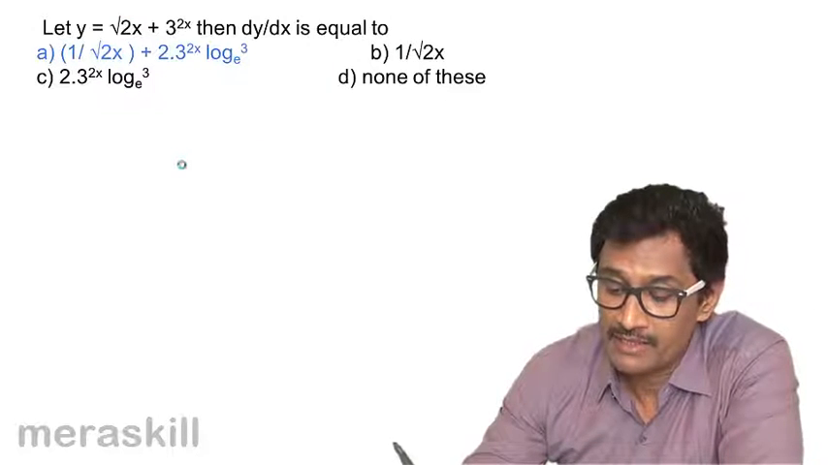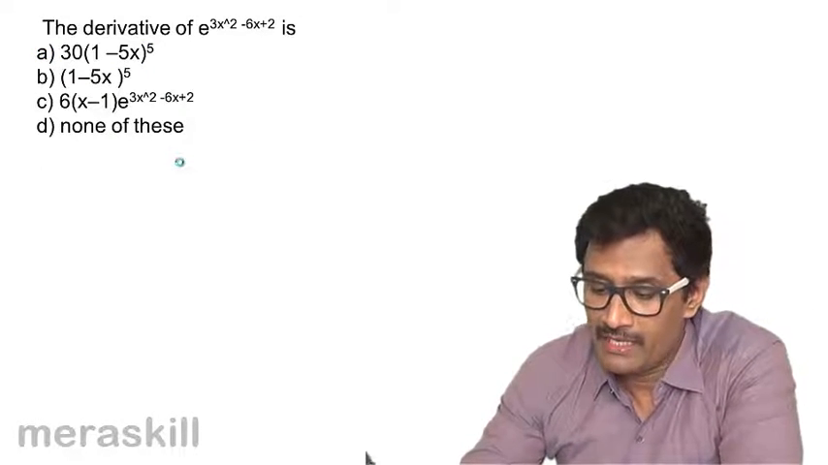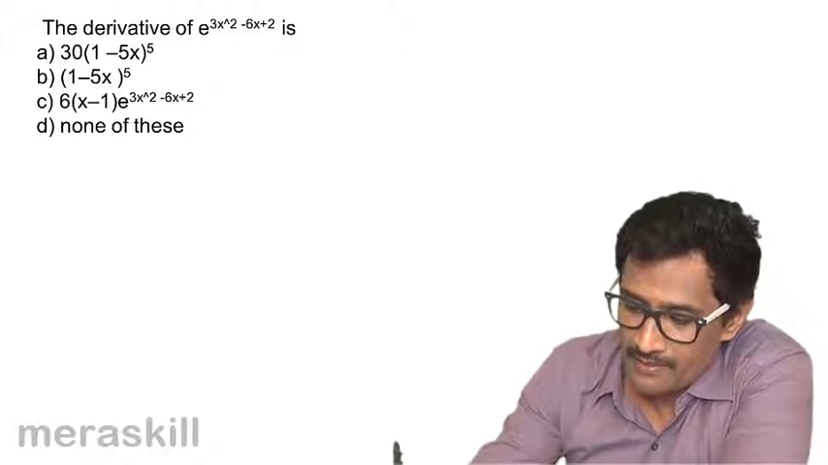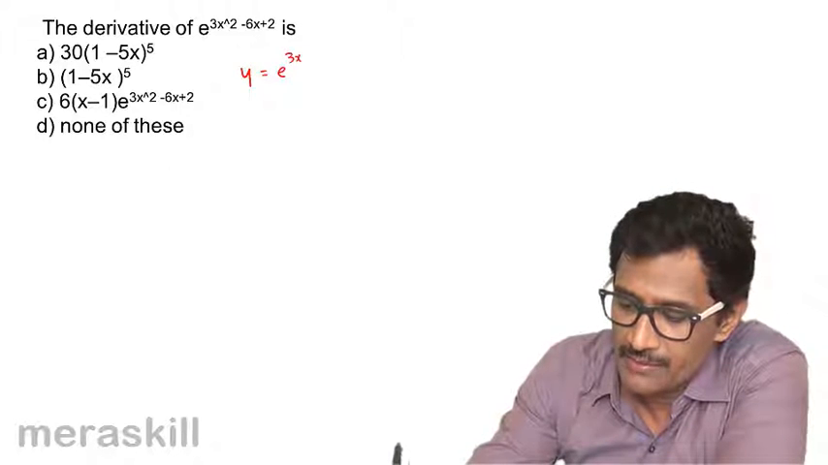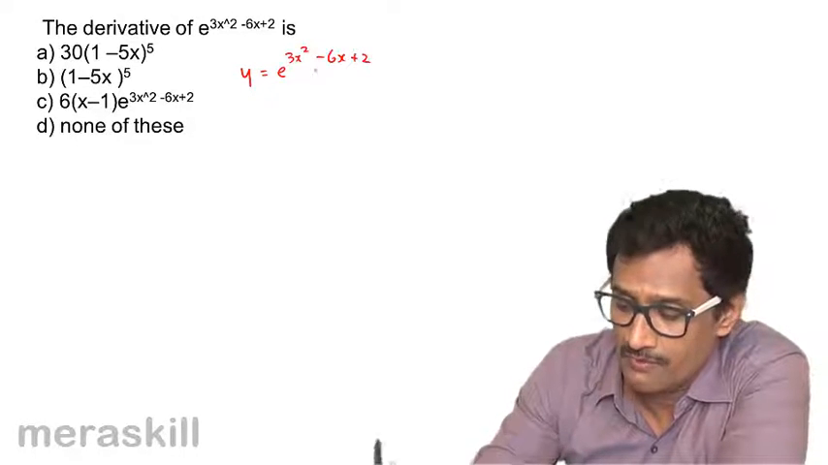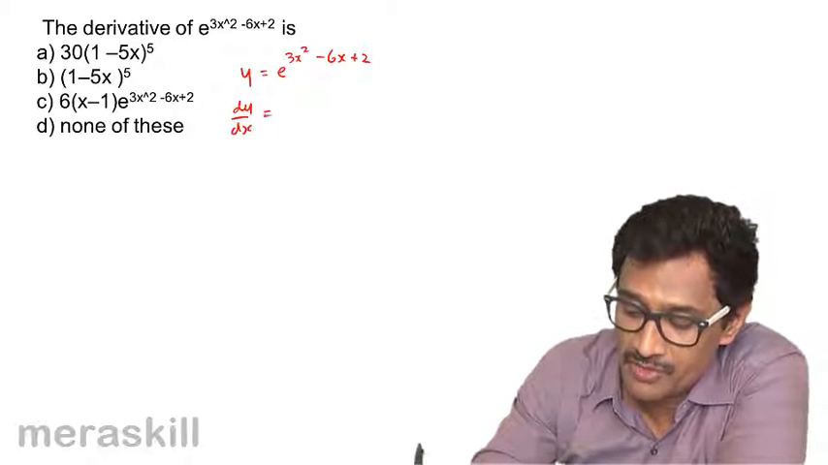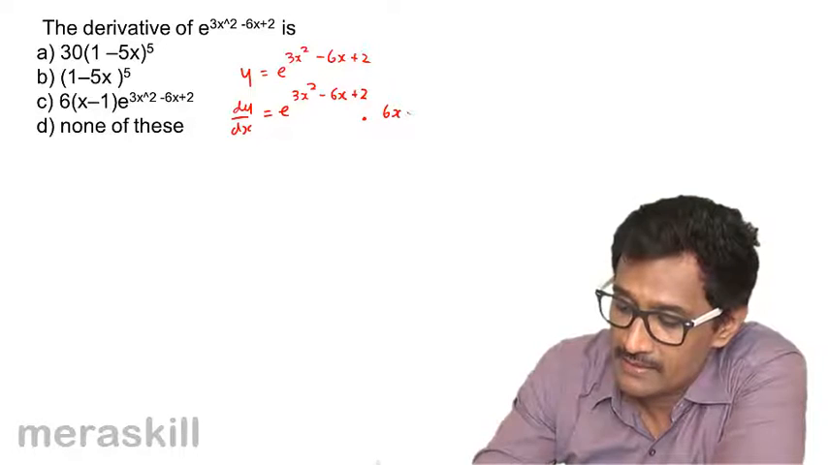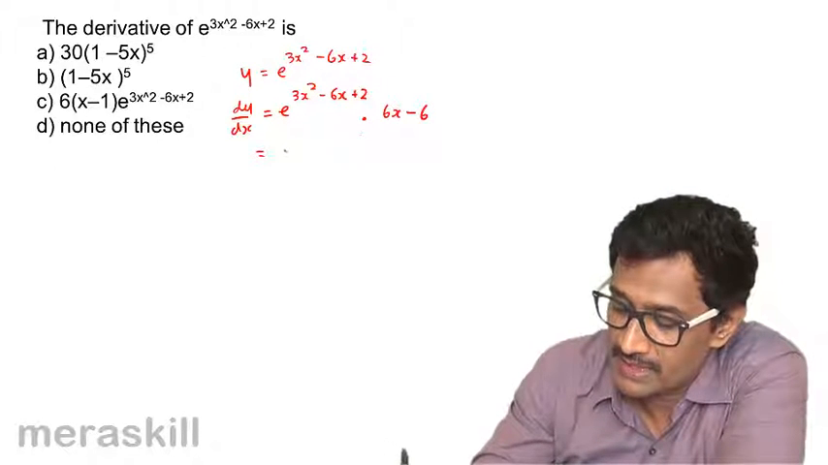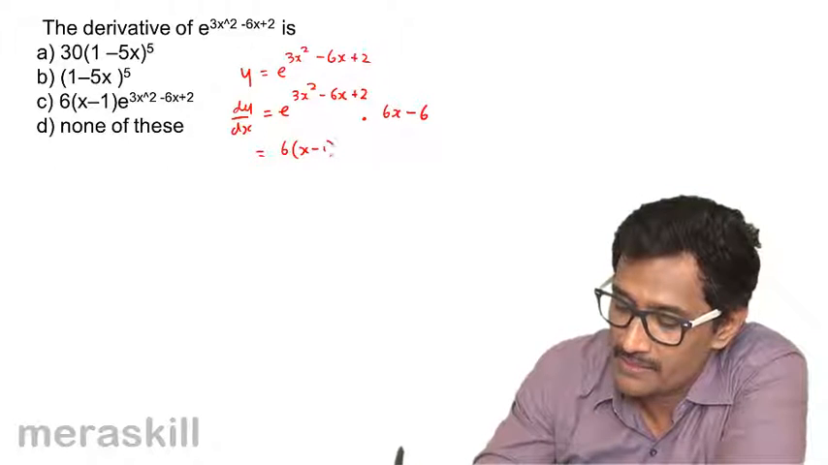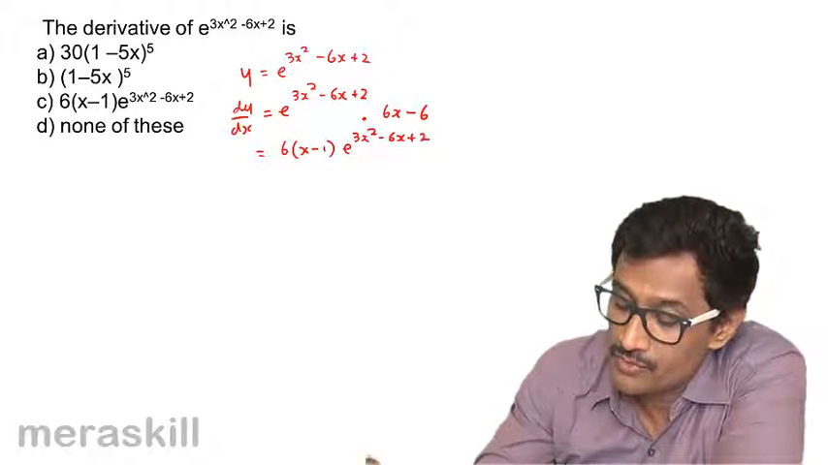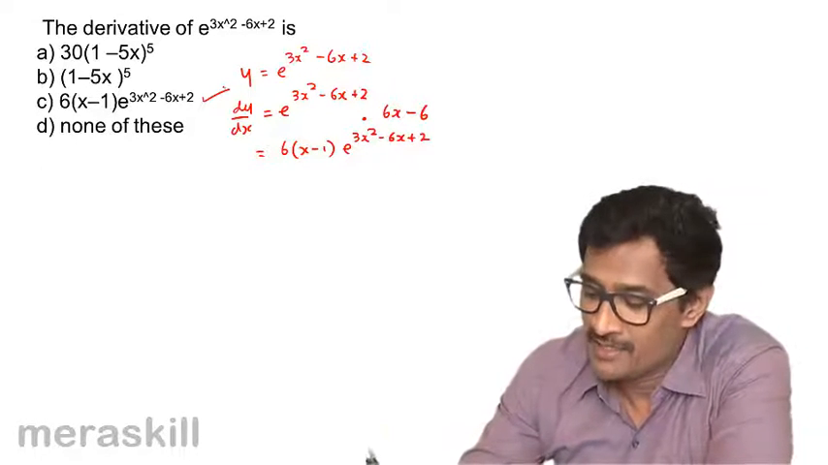Okay, so we do have that. Then we have, of course, this one. We have done this type of a sum. It's e raised to 3x square. Yes, y is equal to e raised to 3x square minus 6x plus 2. Obviously, dy by dx is going to be the same function, e raised to 3x square minus 6x plus 2, into the derivative of this, that is 6x minus 6, which can be written as 6 taken out common. So you get 6 bracket x minus 1 into e raised to 3x square minus 6x plus 2. So which is option number C.